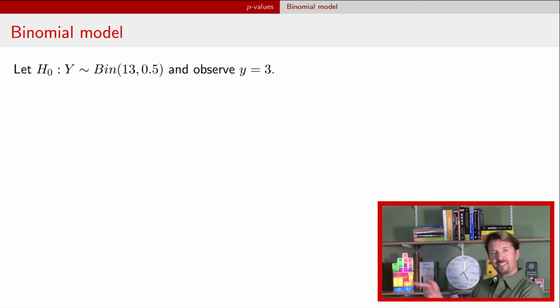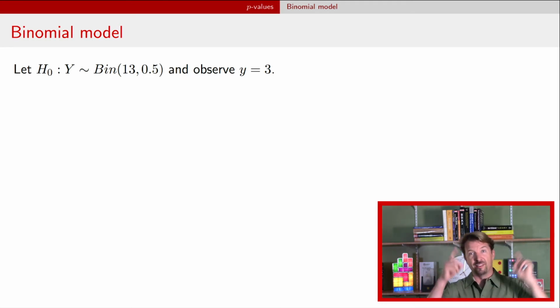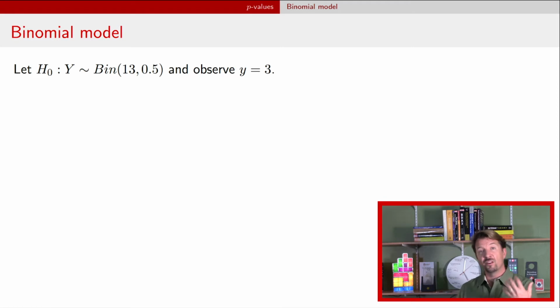All right, this H0, by the way, that notation comes from a previous slide all about hypotheses, and hypotheses being models. If you want to go back and watch that video, you might want to check it out up here. All right, so we have this binomial model, and we've collected 3 successes out of 13 attempts.